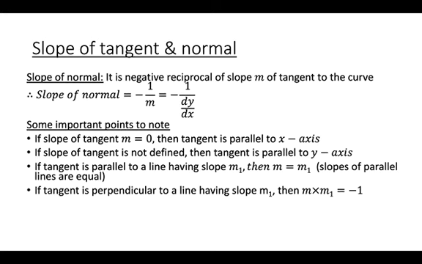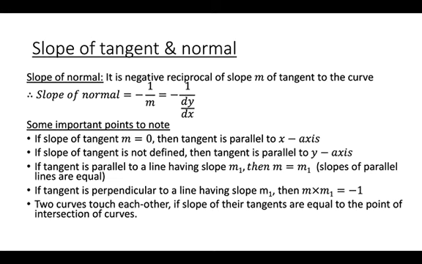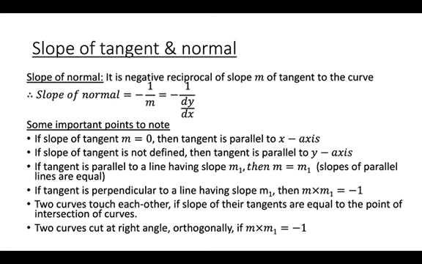Number 4, if tangent is perpendicular to a line having slope m1, then m into m1 equal to minus 1. Number 5, two curves touch each other if slope of their tangents are equal at the point of intersection of the curves. And next point is, two curves cut each other at right angle if m1 into m2 equal to minus 1. So I hope you have noted all these points.